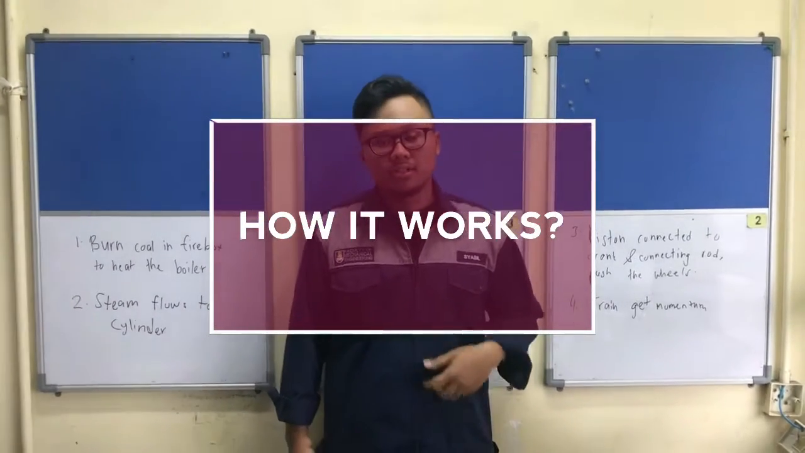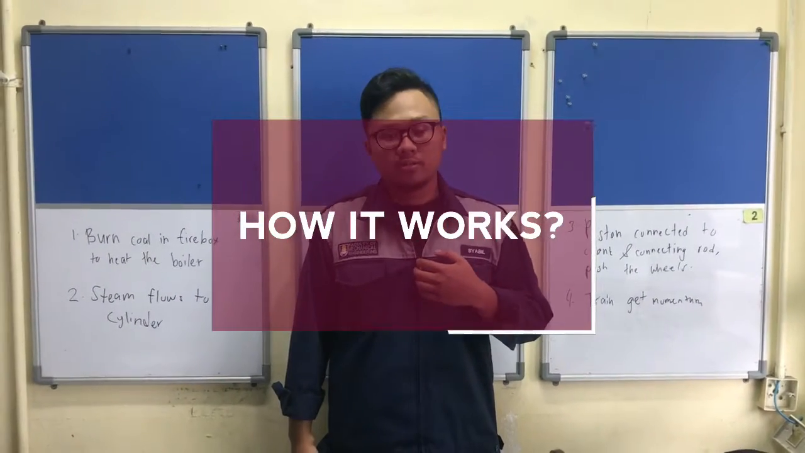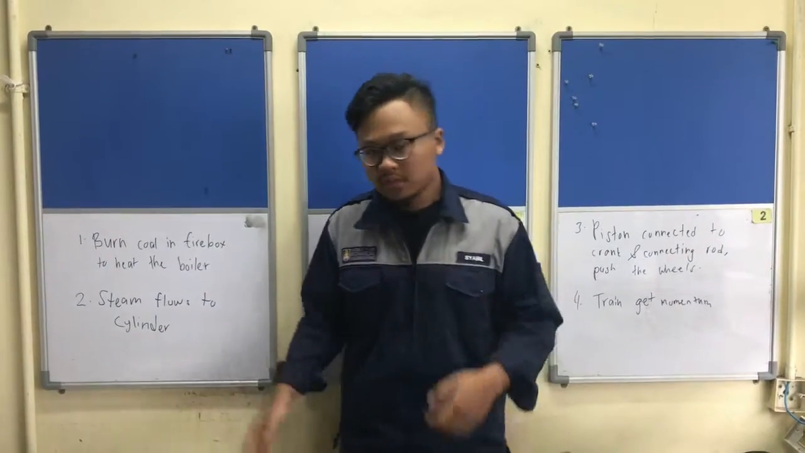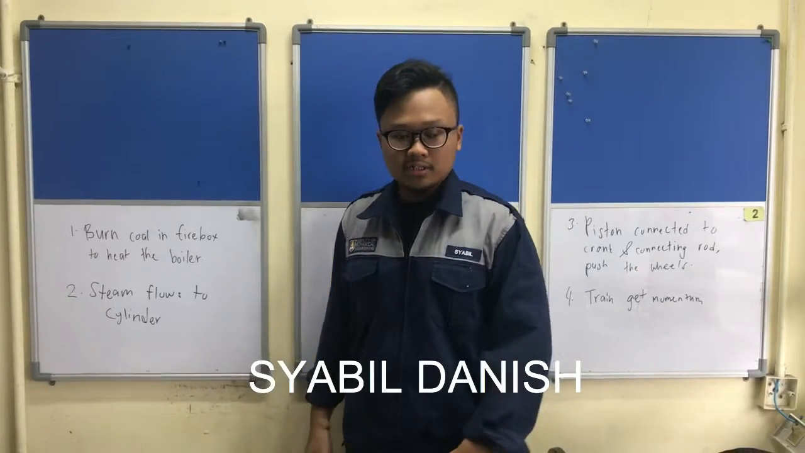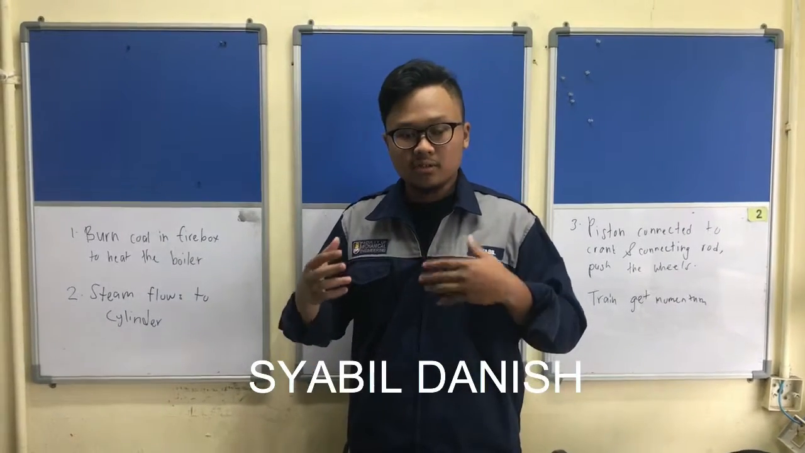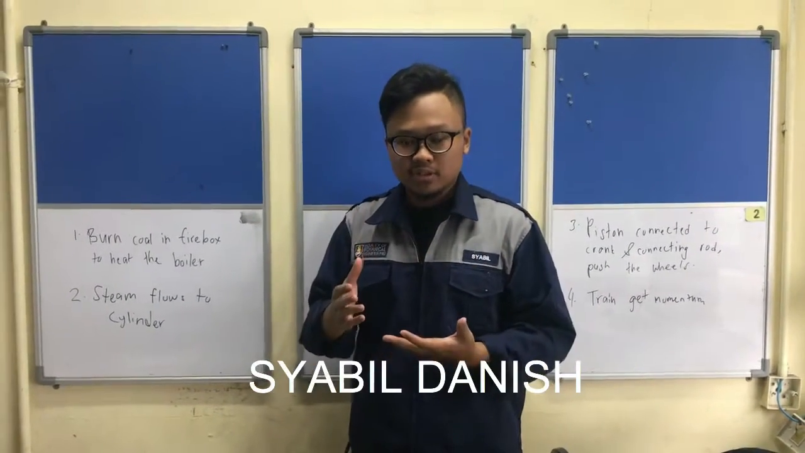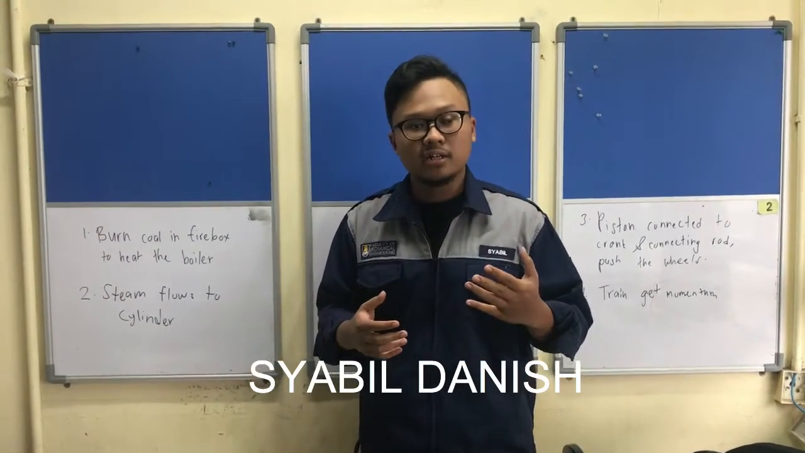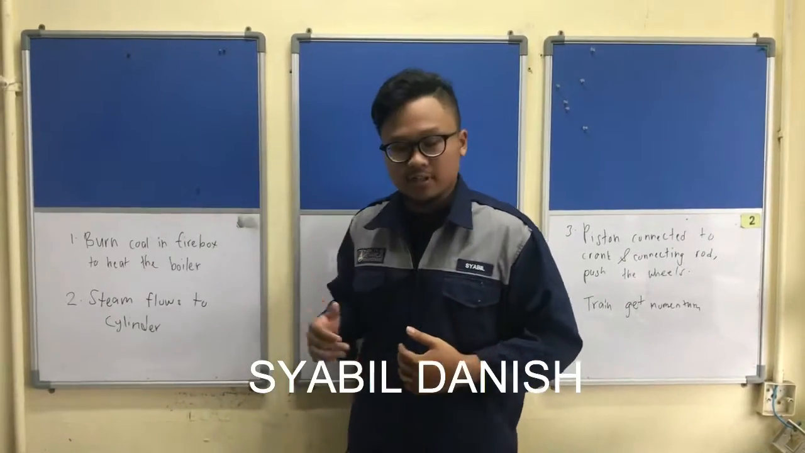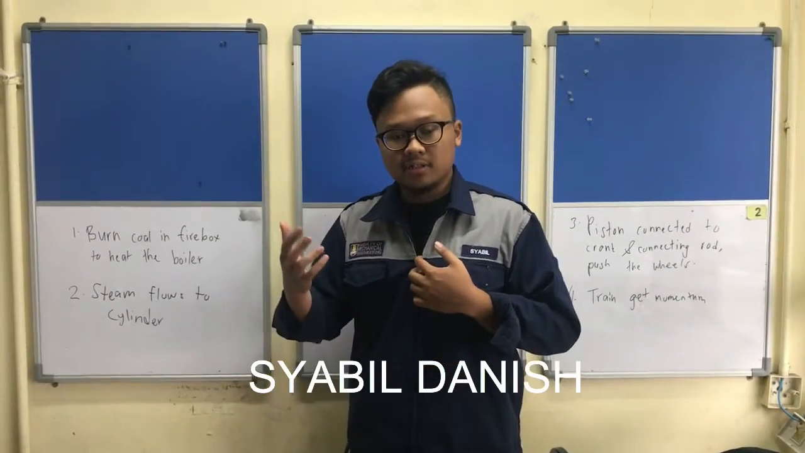Okay, now I will tell you about how a steam engine works. First of all, burn the coal in the firebox to heat the boiler. So inside the locomotive cab, you load the coal into the firebox, which is quite literally a metal box containing a roaring coal fire. So the fire will heat up the boiler.